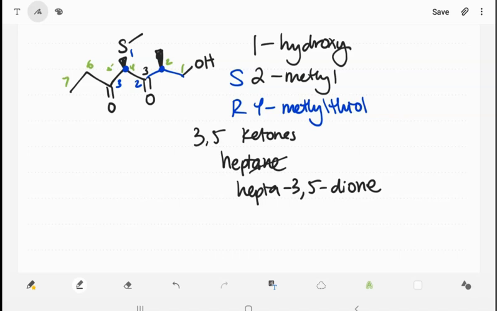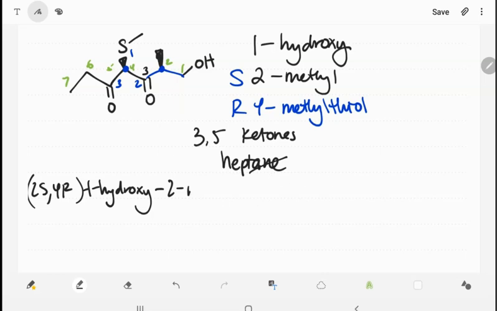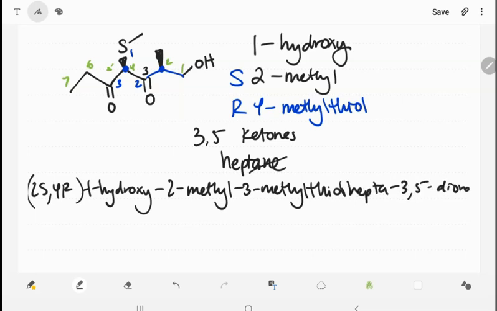All right, so now it comes down to, once again, doing all the alphabetical order stuff. So hydroxy is first. Oops, I forgot my stereochem. 2S,4R. 1-hydroxy, and then the 2-methyl will come next. I'm going to erase our parent name for now. 3-methylthiol, hepta-3,5-dione.